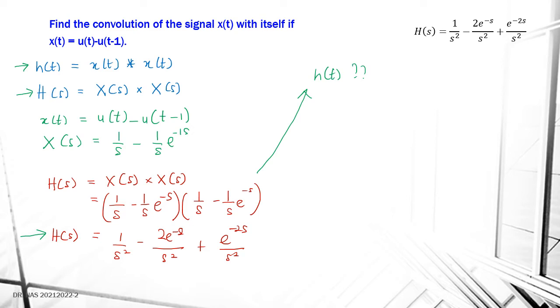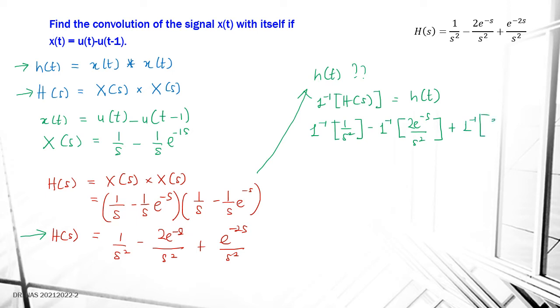So in this case, the inverse Laplace transform of H(s) is equal to h(t). So you need to perform the inverse Laplace transform for 1 over s squared, minus the inverse Laplace transform of the second component, 2e^(-s) divided by s squared, plus the inverse Laplace transform of e^(-2s) divided by s squared.